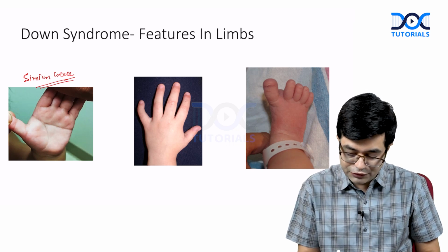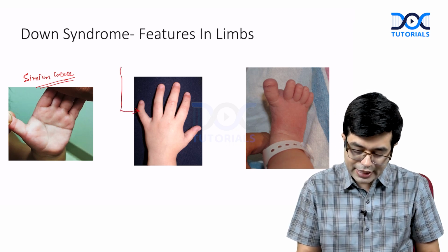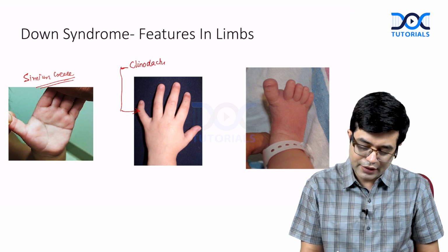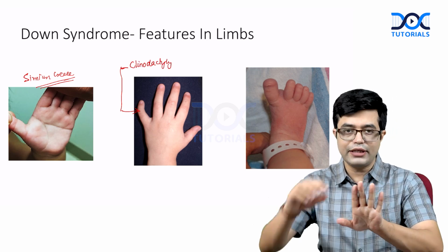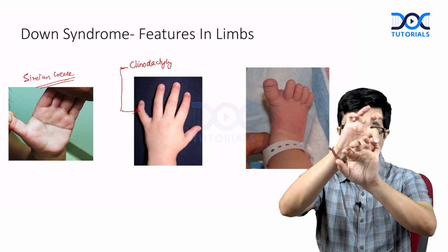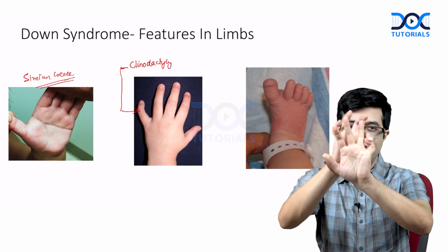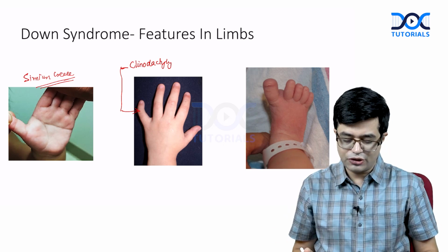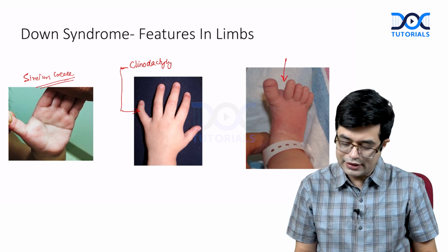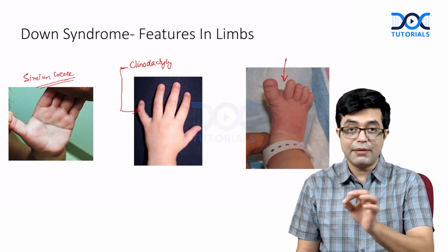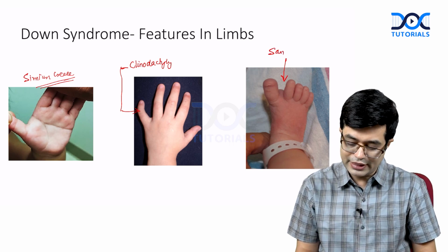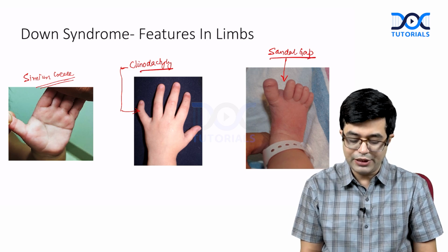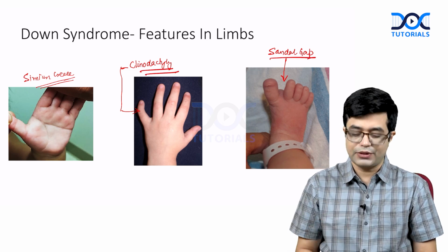Many times the 5th finger will be shortened and curved inwards. This is called as clinodactyly. So the short finger is curved inwards like this. Right? As you can see in the picture. And third, if you look at their first and second toe, there is increased gap between the first and second toe. That is what we call as sandal gap. All the 3 are important spotters, can be repeat questions in the upcoming exams.